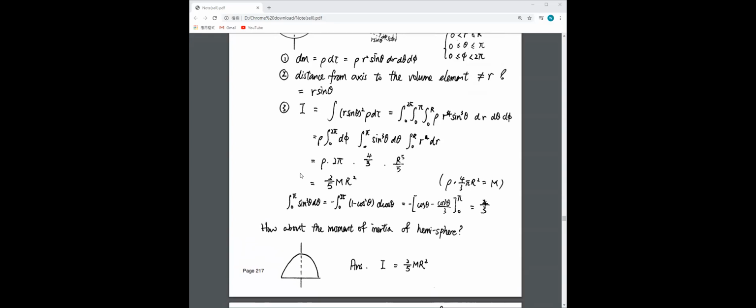So you can capture the screen and then we move on. As you can see, you can learn a lot of mathematics in this combination. So that's how you get the answer 2 over 5 ml squared.